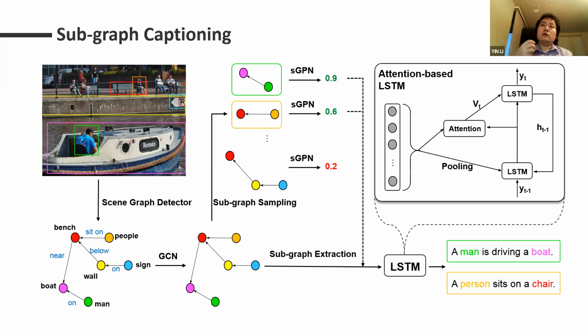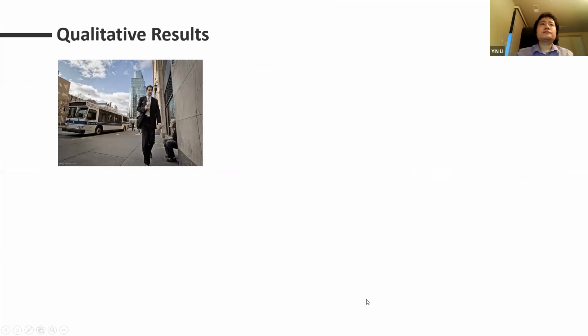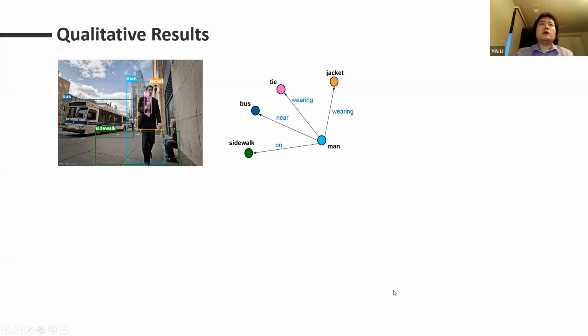And because of the way we sample the subgraphs, it's very likely that the captions will be quite different, because they're derived from different components of this graph representing different components of the image. So again, some of the qualitative results. On the left, I'm showing you the input image. In the middle, I'm showing you the full scene graph that's been detected. So here is the full scene graph with the grounded regions.